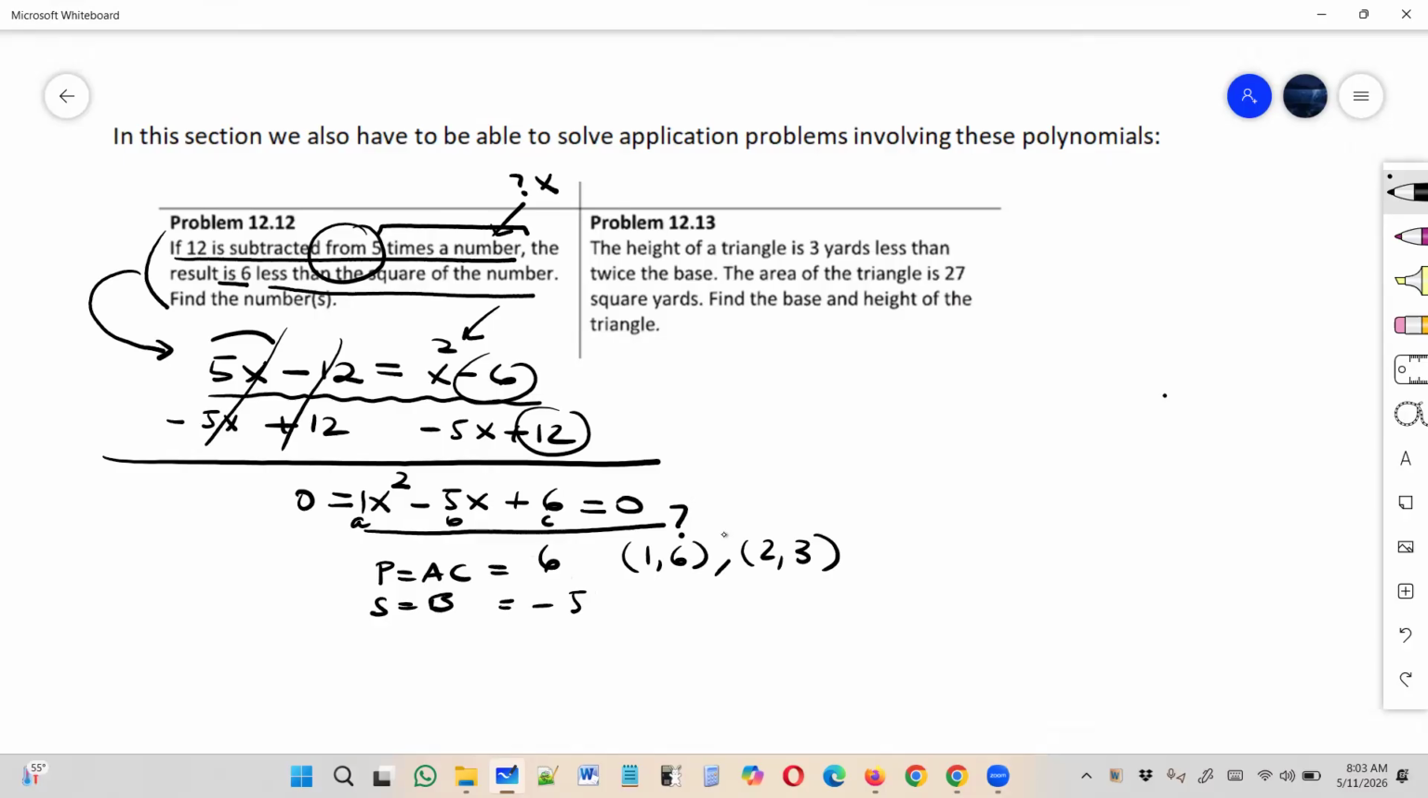Can it be this one? Well, this one is out because even though I can multiply 1 by 6 to get 6, I cannot add them and get negative 5. It's just not possible. But this one works perfectly fine.